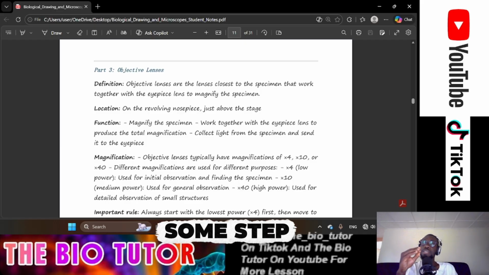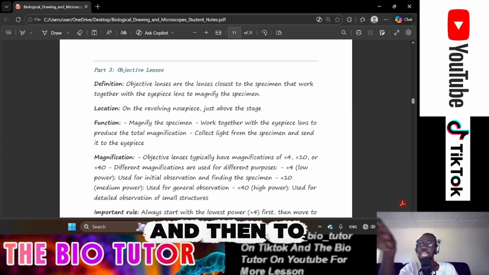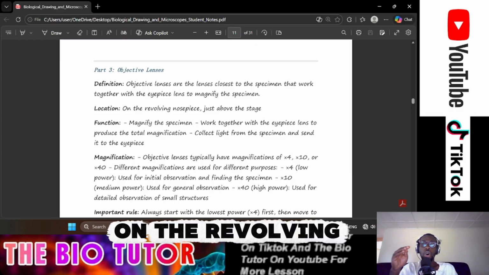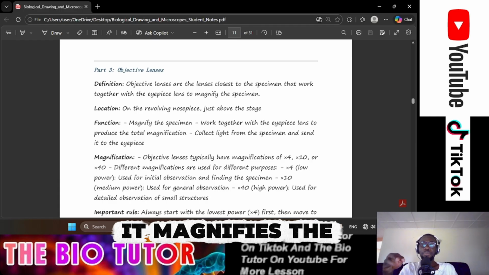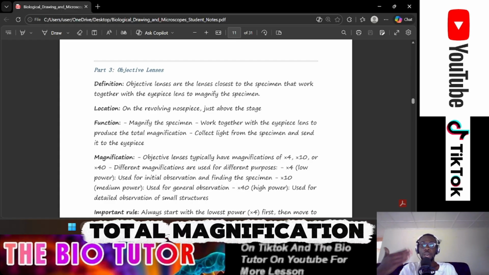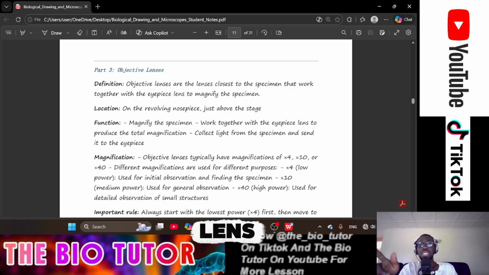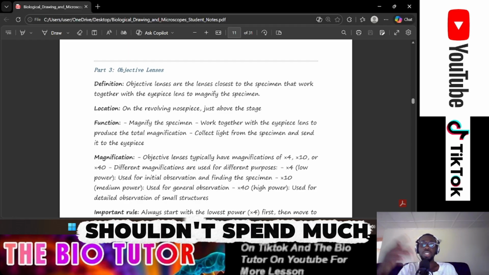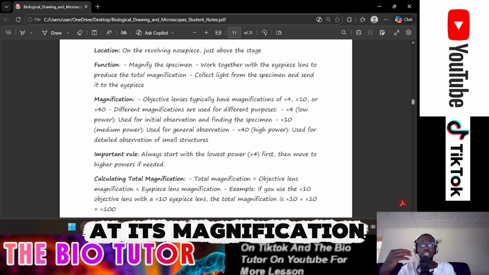So let me tell you some steps. From the eyepiece lens to the tube, and we move to the revolving nose piece, and then to the objective lens. Okay. So it is found on the revolving nose piece just above the stage. It functions to magnify the specimen. It works together with the eyepiece lens to produce the total magnification, collect light from the specimen, and send it to the eyepiece lens. Now, these functions are easily read and understandable, so we shouldn't spend much time over here. Okay. Now let's look at its magnification process.